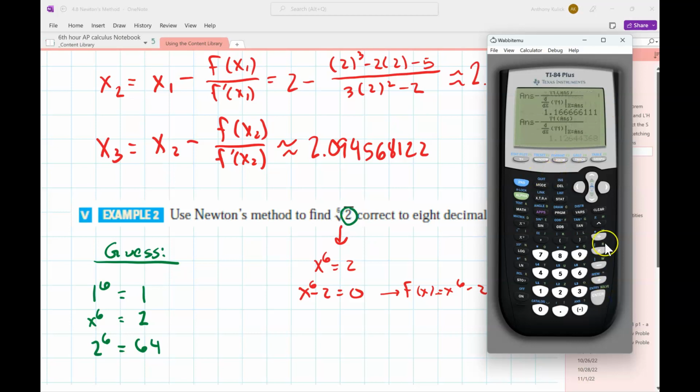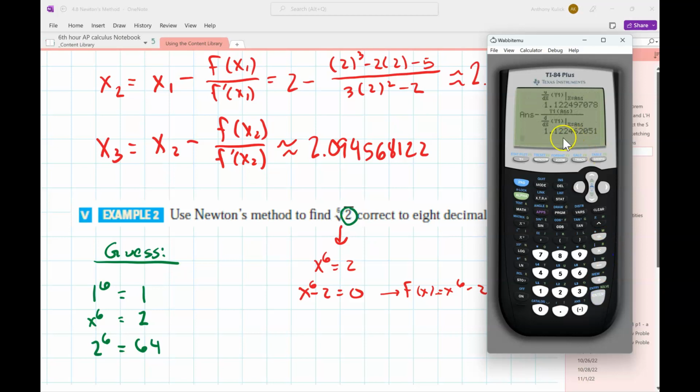I'll press enter again. If I compare this x3 to the previous answer, I'm now correct up to the 10th spot, but everything after that is different. I'll press enter again. So now I have 2 decimal places that are the same, but everything after is different.